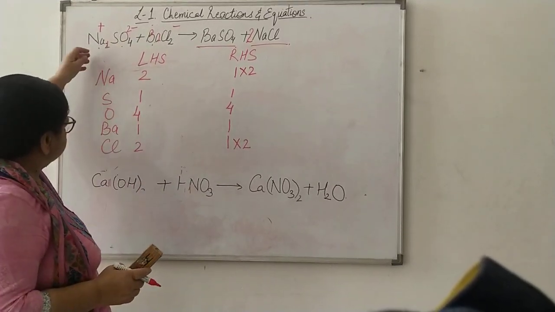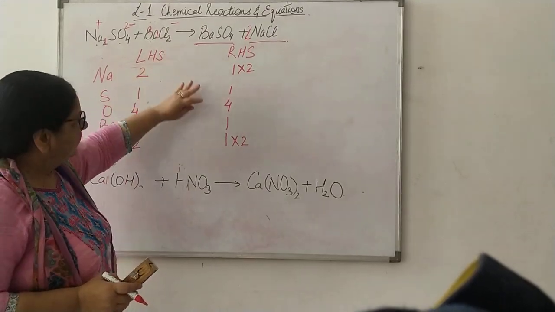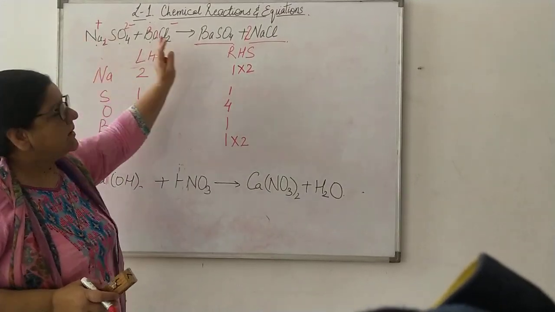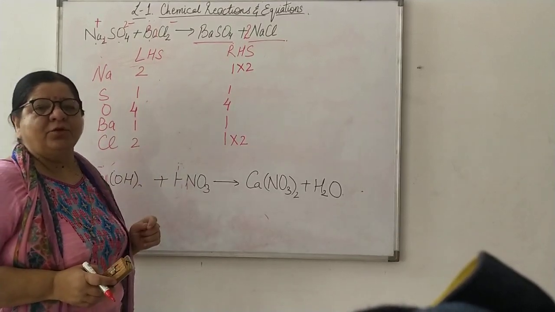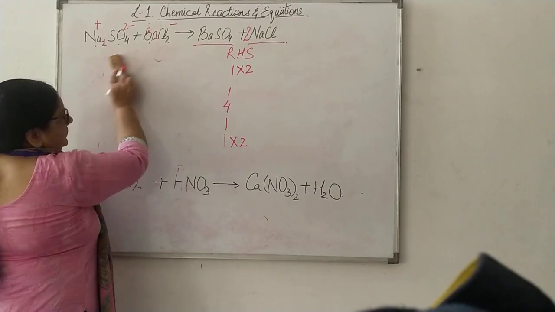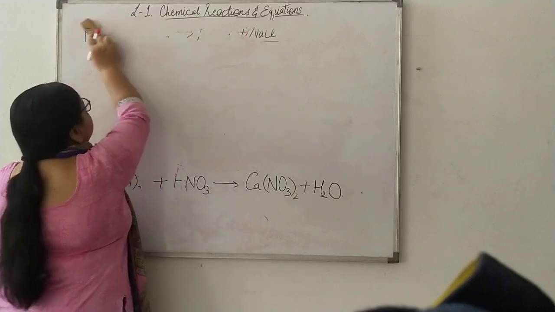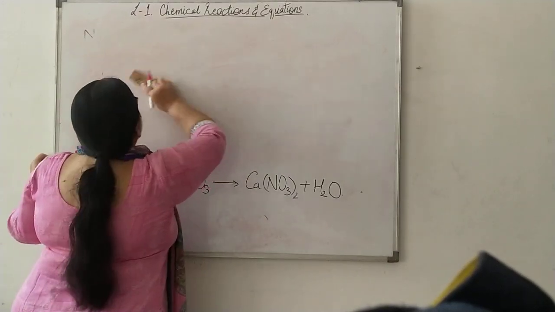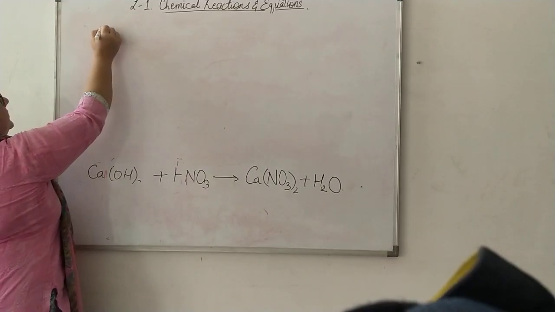It is not that if there are so many elements present it becomes difficult to balance. It's very simple. Sometimes even the bigger equations, the longer equations, it is very simple to balance them. Then next, we take up this equation, right?